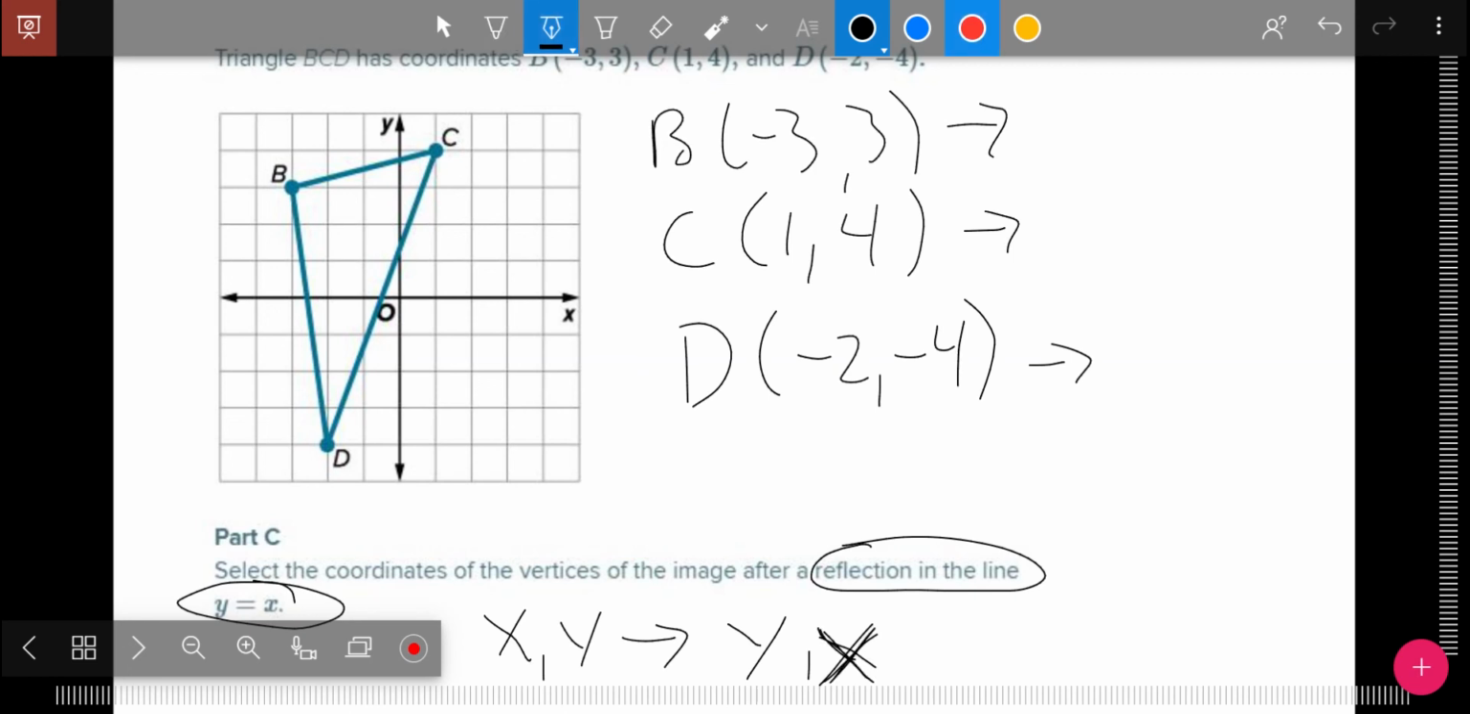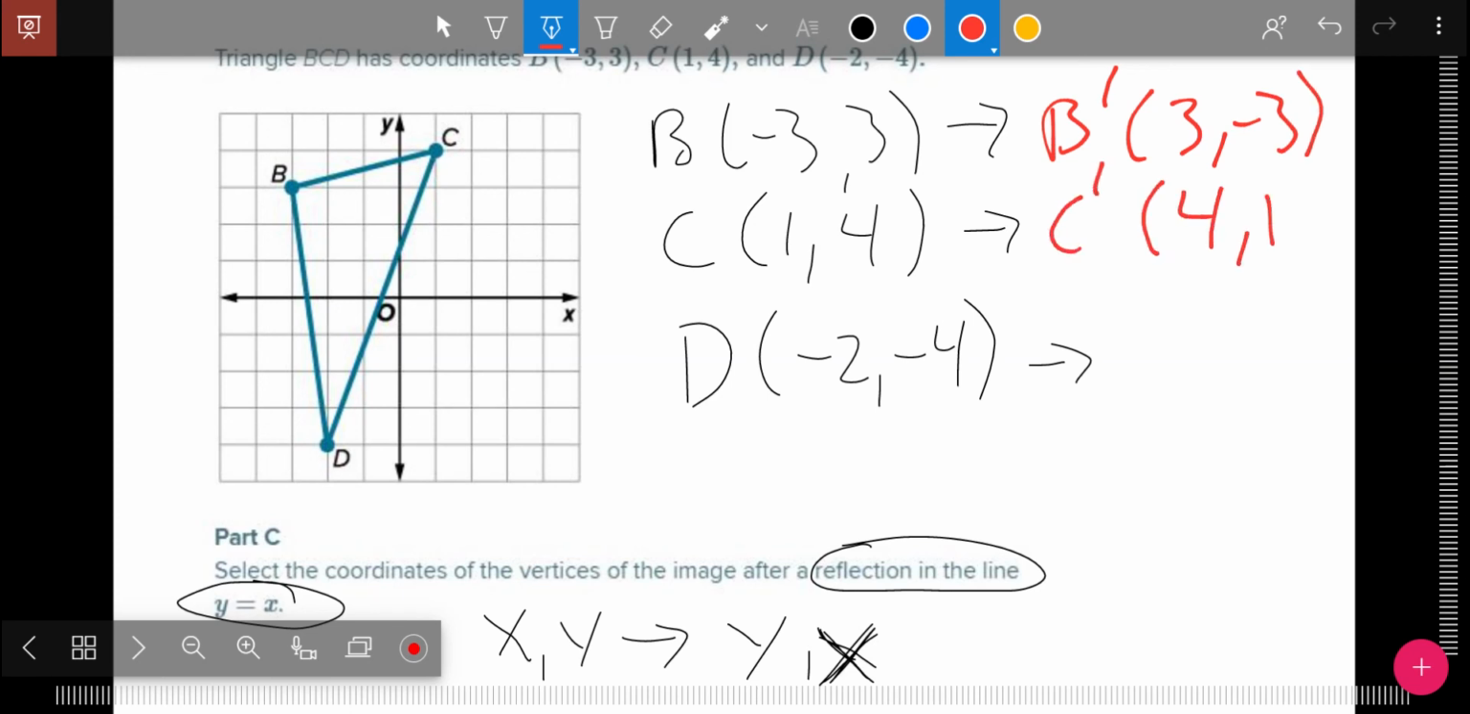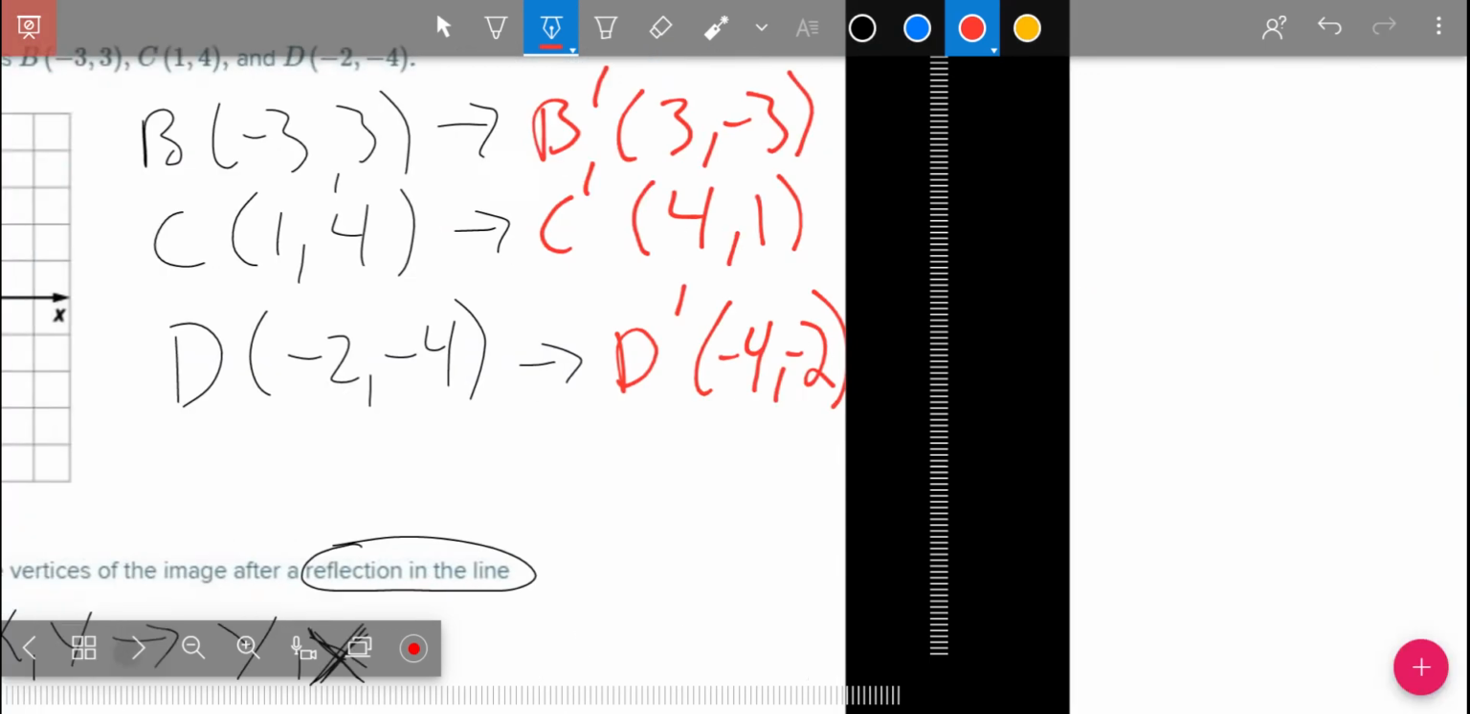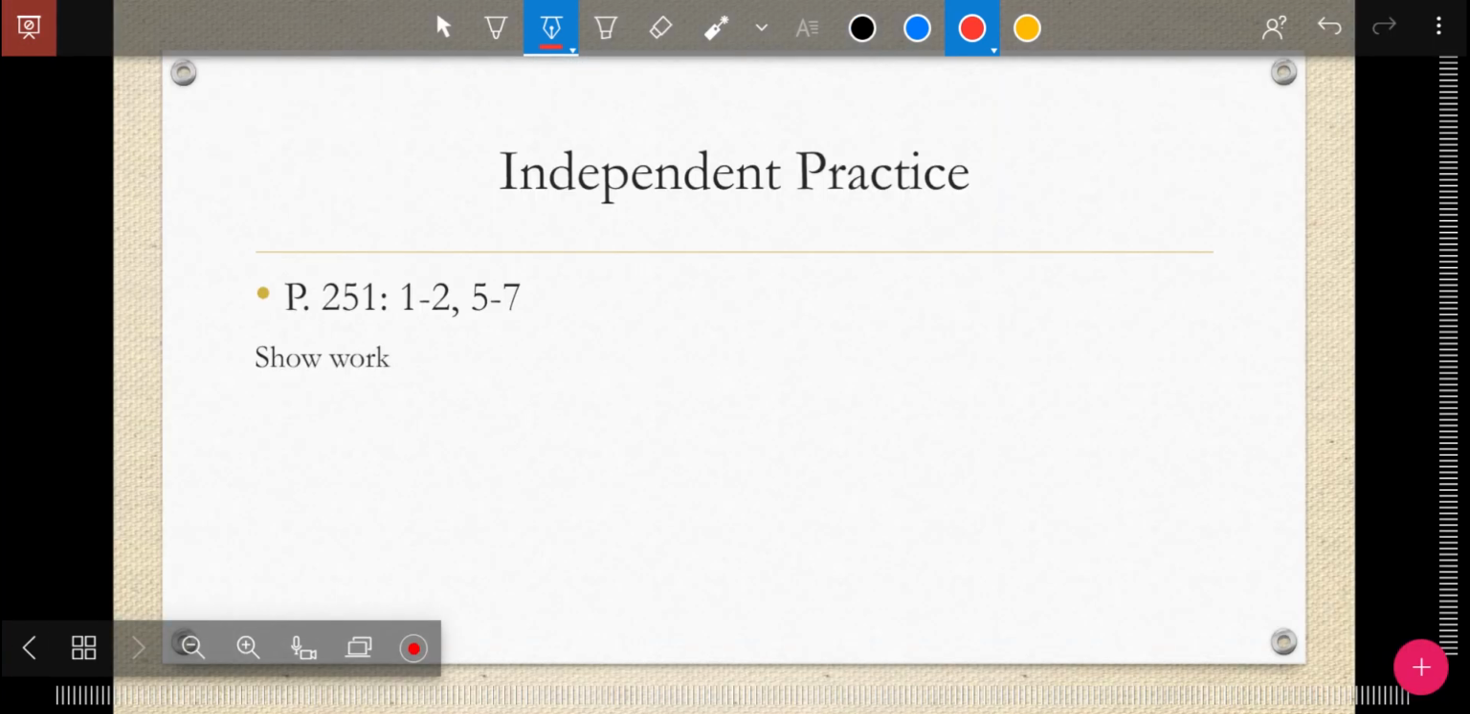So what is my new B? B image is 3, -3. C image is 4, 1. D image is -4, -2. If you understand the rule, it's pretty easy to do. Go ahead and give them a try. Page 251. I wish you the best of luck.